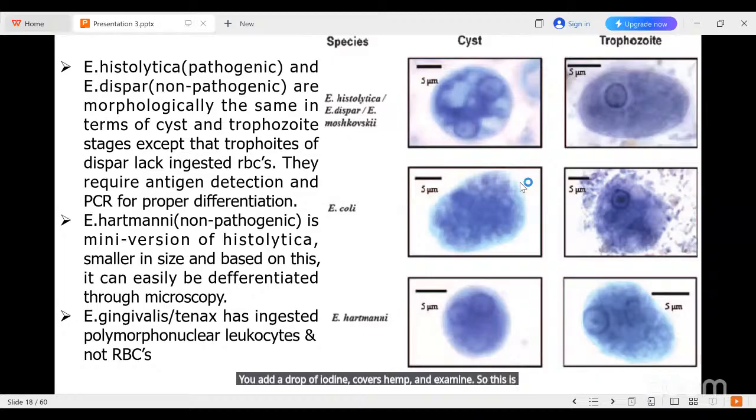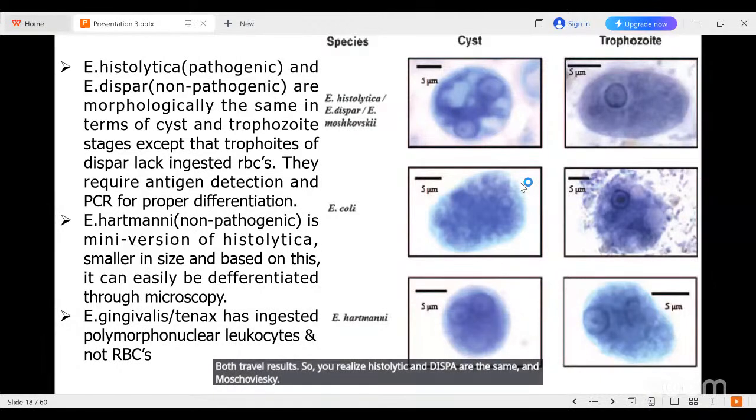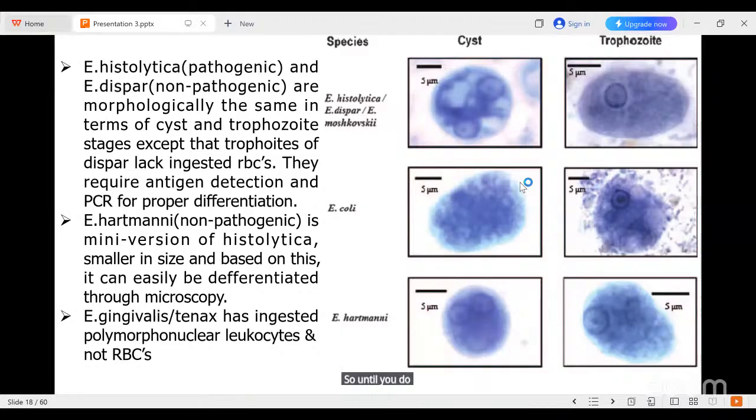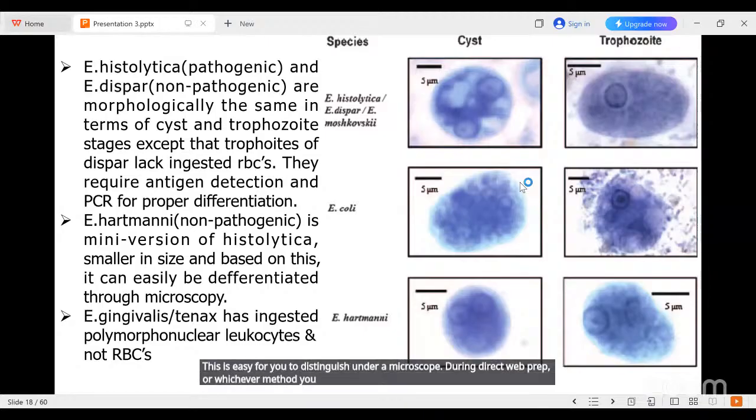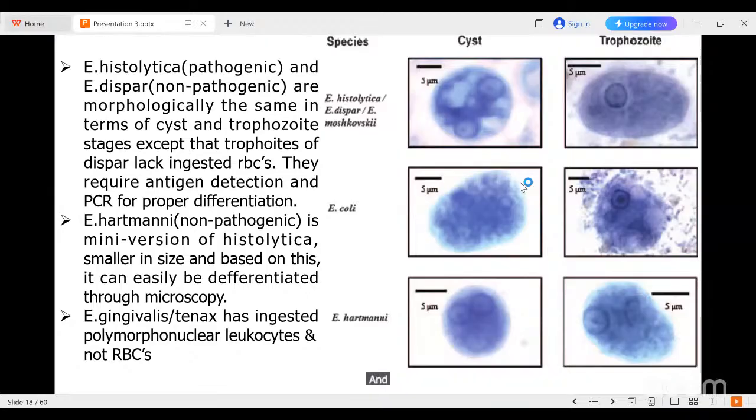So this is just a demonstration of Entamoeba species, both trophozoites and cysts. You realize E. histolytica and E. dispar are the same microscopically. Until you do some PCR identification, you might not be able to distinguish these. We have some species like E. hartmanni, which is a mini version of histolytica. This is easy to distinguish under a microscope during direct wet prep or whichever method you use, because it has 2 nuclei and the histolytica has 4 nuclei inside. This one is very small, the histolytica is a bit large.